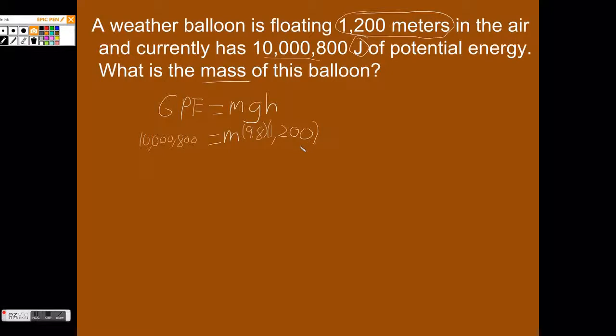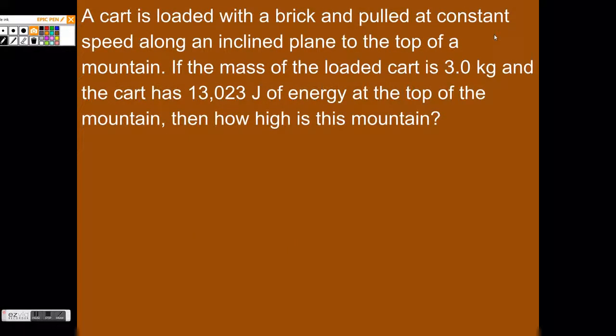Now I'm going to simplify the right side of this formula by multiplying 9.8 times 1,200. That's going to give me 11,760 m equals 10,800,000. So now we simplify the problem further to isolate m, divide both sides by 11,760. That will cancel out on the right side, isolating m, and on the left side, we'll get our answer, which is 850.4.